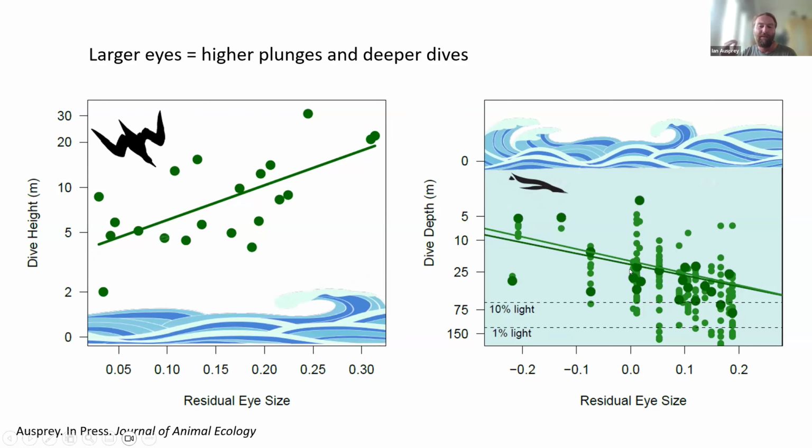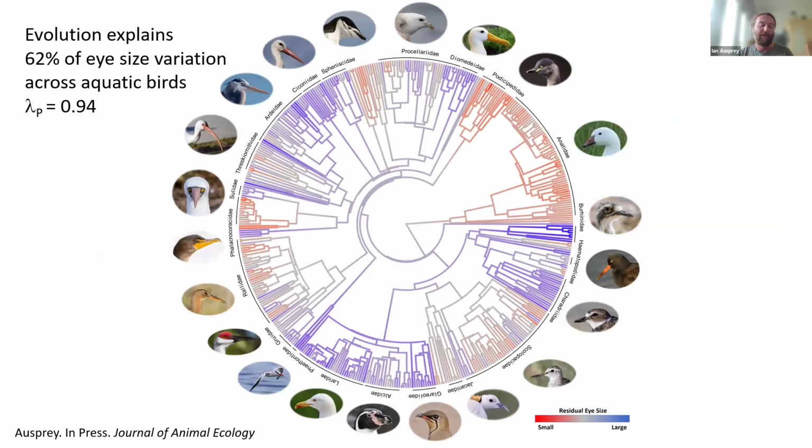And likewise, I looked at the Penguinus database of dive depths, with loggers that measure how deep oceanic species dive underwater. As species dive deeper into darker oceanic conditions where there's less than 10% of light, they tend to have larger eyes, likely because it increases visual sensitivity as well. So these were, I thought, really cool, intuitive results to find. Similar to terrestrial birds, around 60% of eye size variation is explained. Pagel's lambda is around 0.94, so a lot of signal, a lot of clustering going on across the avian phylogeny.